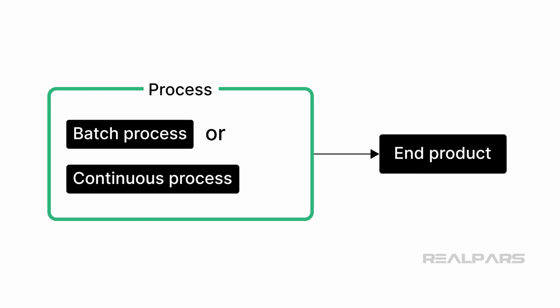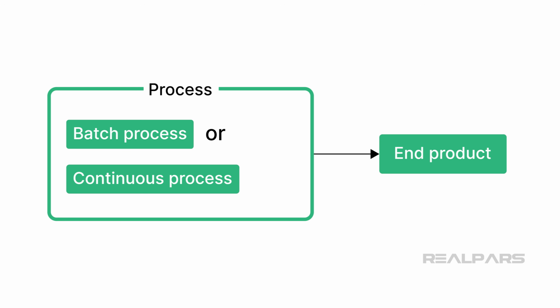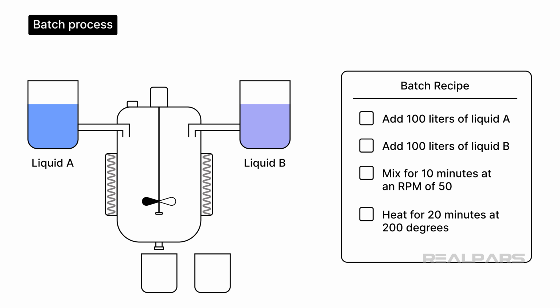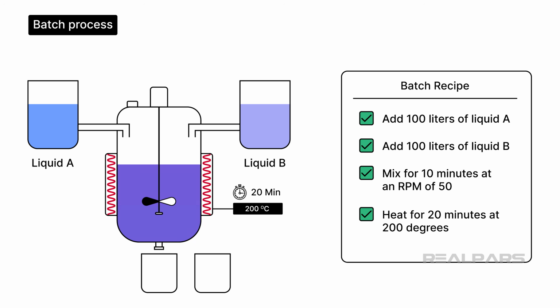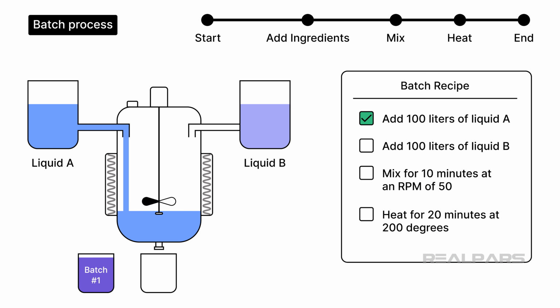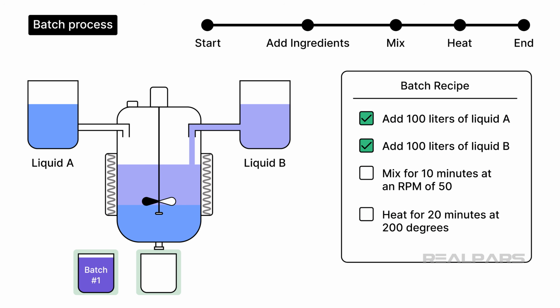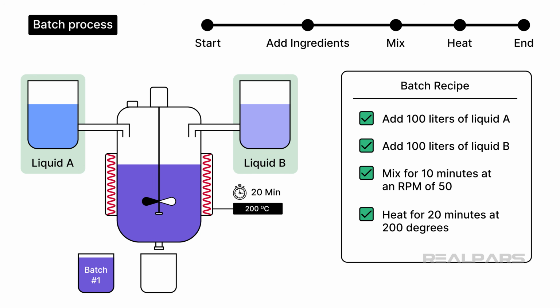The process that is used to create end products is typically described as a batch or continuous process. In a batch process, the end product is produced in batches by following a recipe. For example, a recipe might say, add 100 liters of liquid A, add 100 liters of liquid B, mix for 10 minutes at an RPM of 50, heat for 20 minutes at 200 degrees. Since each batch follows the same recipe, each batch has a defined start and end point, and each batch uses a defined quantity of raw materials.